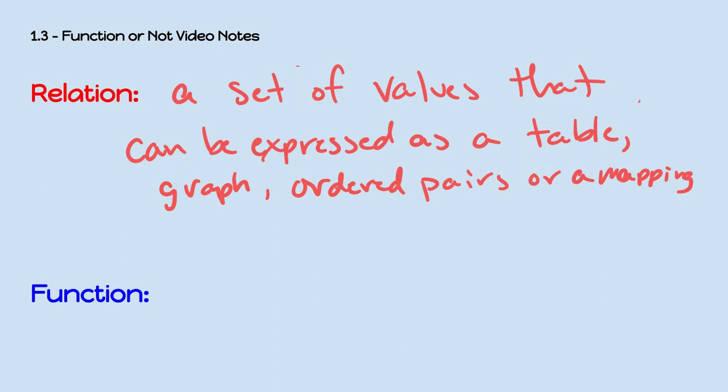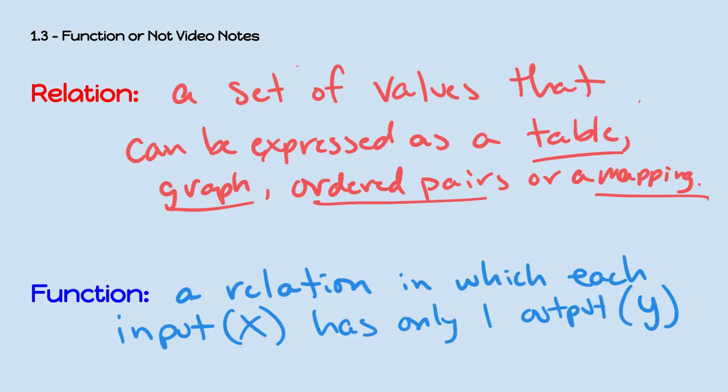A relation is a set of values that can be expressed as a table, a graph, ordered pairs, or a mapping, and we'll talk about those particular things here in just a moment. Then we'll talk about a function. A function is a specialized relation.